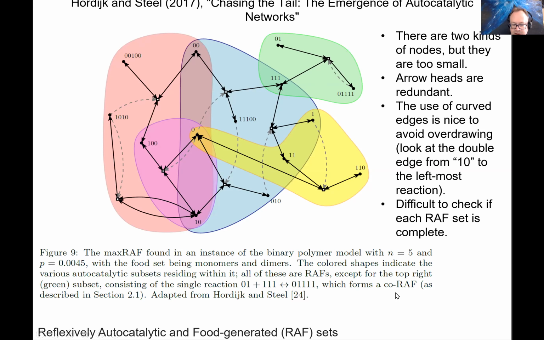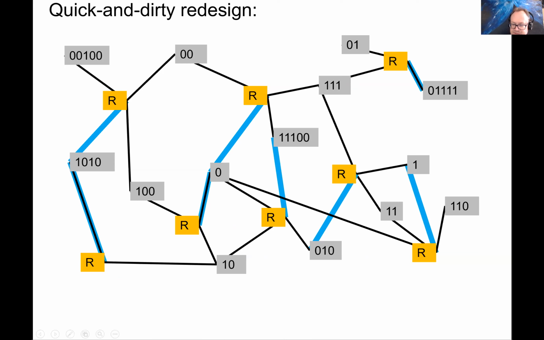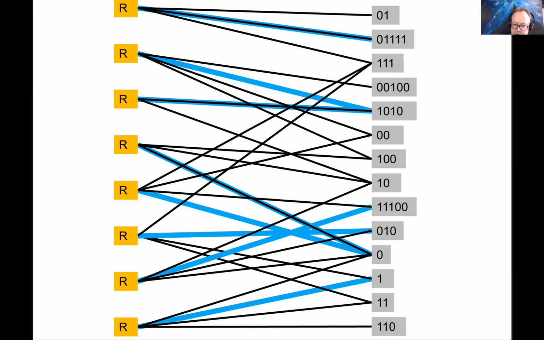And so here's a really quick and dirty redrawing of the same diagram. I found it difficult to do curved edges in PowerPoint, so I sort of cheated. I made the catalysis edges thicker and in the background. And then it occurred to me, maybe it'd be interesting to put all the reactions in one column and all the molecules in a different column. So that's what I've done here. So this sort of emphasizes that the network we have is bipartite. All the edges go between two disjoint subsets that partition the nodes. And then I tried drawing the RAF sets.